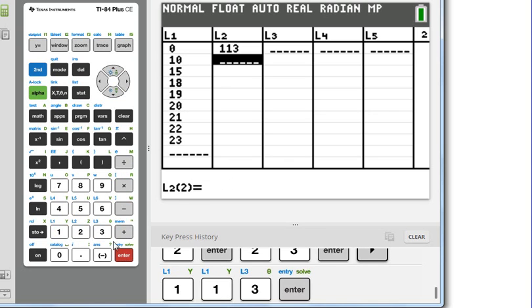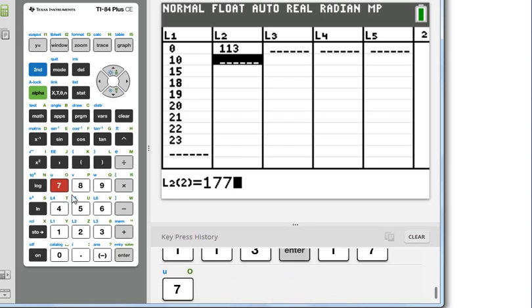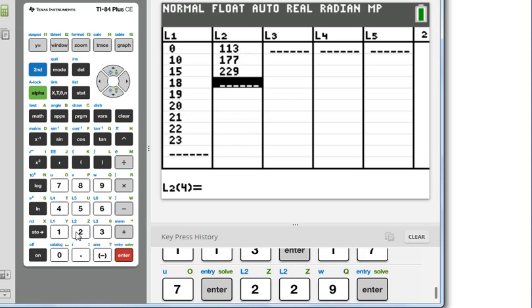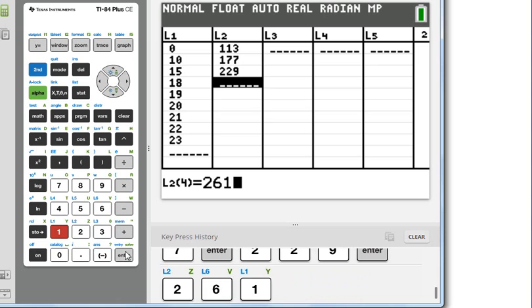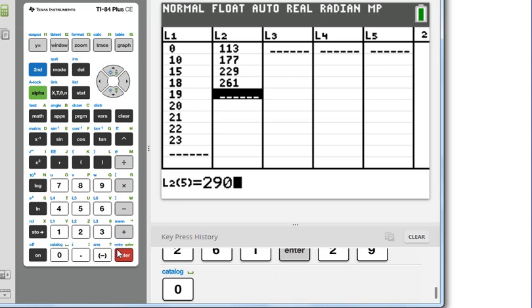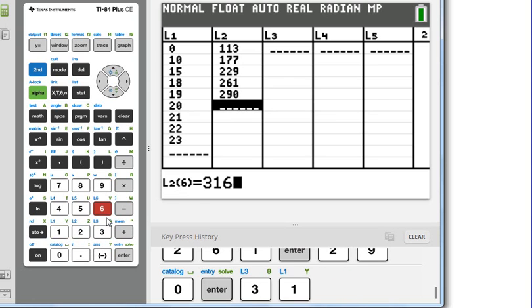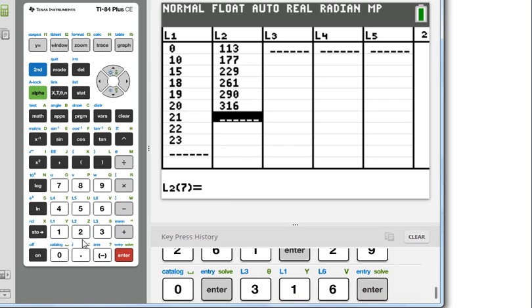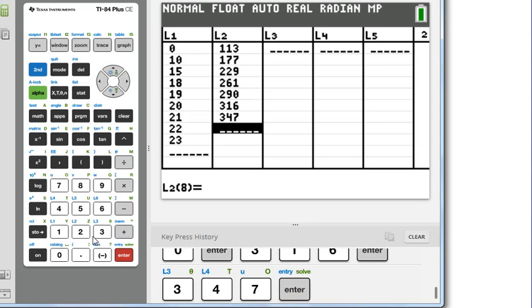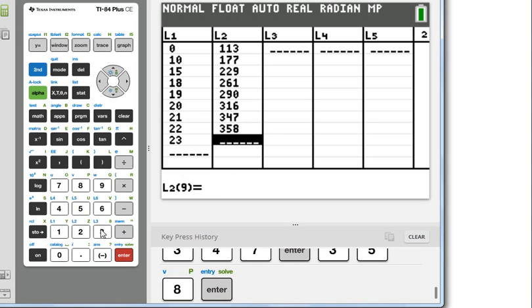113, 177, 229, 261, 290, 316, 347, 358, and 367.